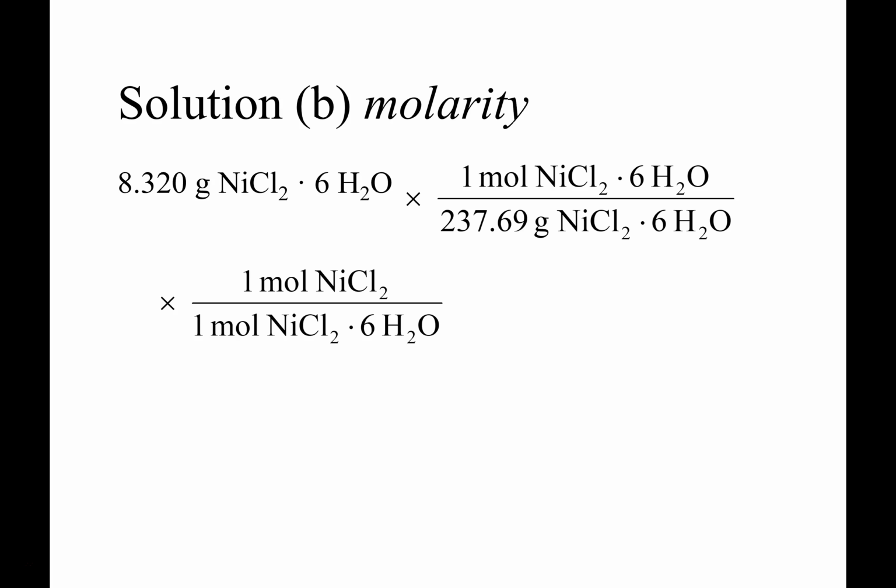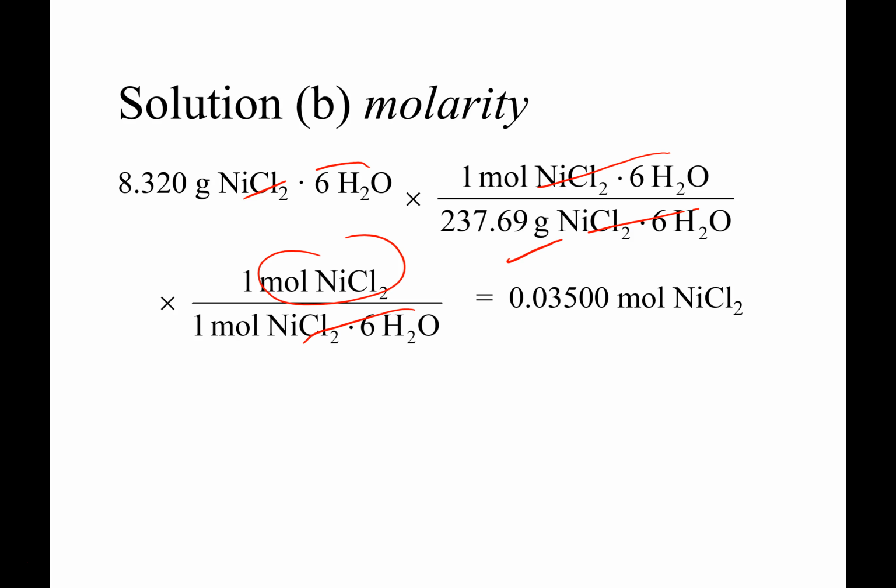So if we just go for 1 mole of NiCl2 over 1 mole of NiCl2.6H2O, now what's canceled? The grams of course canceled up here. Now the moles of hydrated salt cancel, and we're left with moles of NiCl2. And I'm working this in steps. You could do it all in one fell swoop too. With 4 sig figs, the moles of the anhydrous salt that I have in that mass are 0.03500 moles of the pure NiCl2.